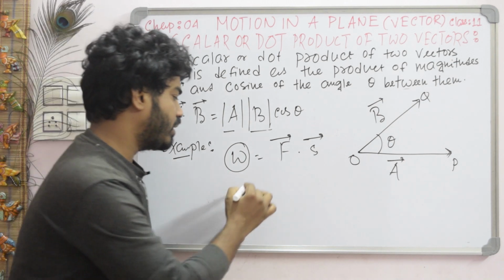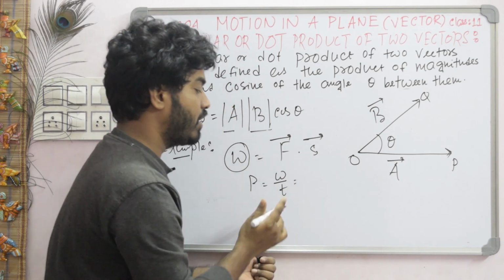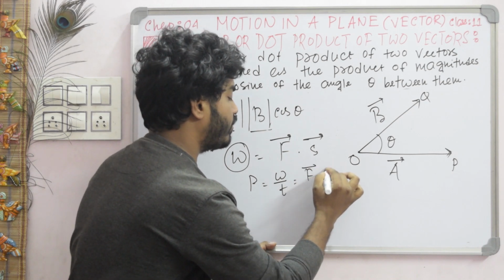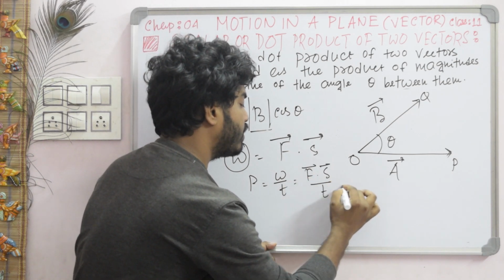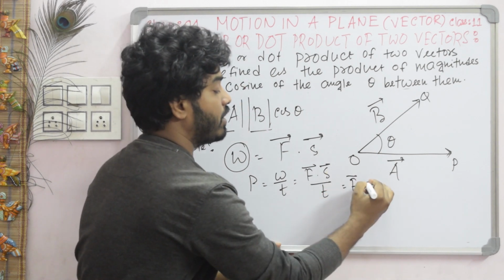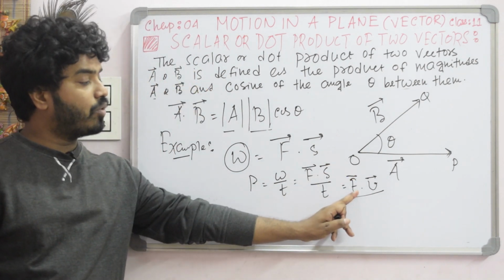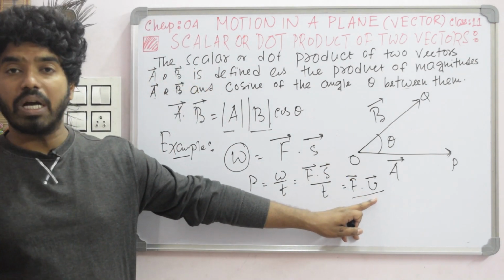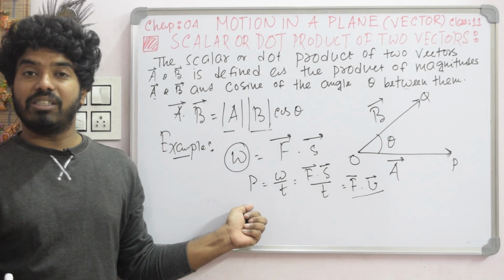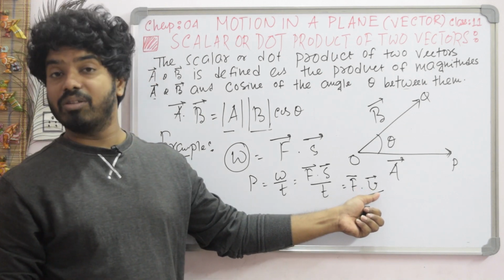Similarly, you know the formula of power is equal to W by T, work done by time. Now work done W is equal to F into S, so write it down, F into S divided by T. Here S divided by T, displacement by time, represents velocity. So power is represented as the product of force and velocity, but which product? Dot product, because power is a scalar quantity. So obviously power is the dot product of force and velocity.